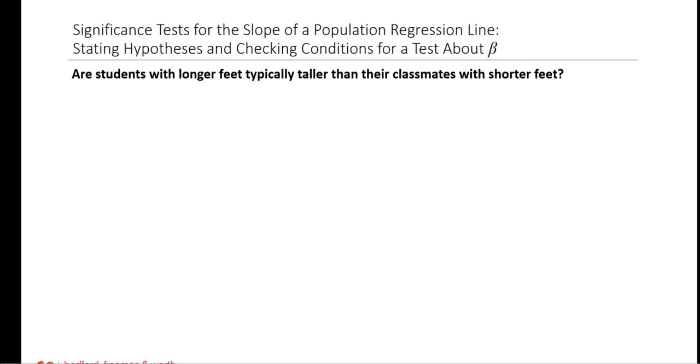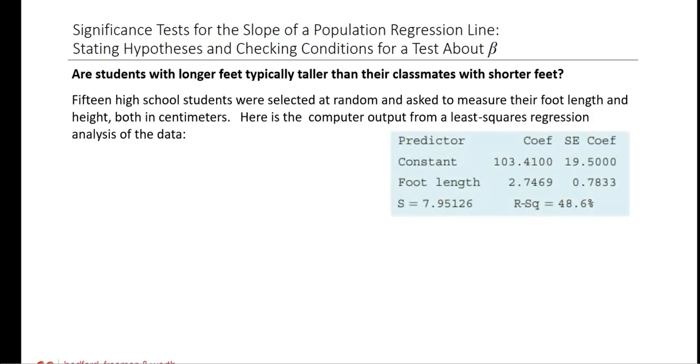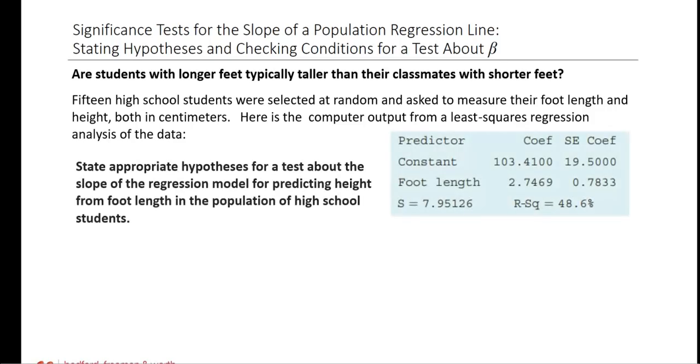Okay, so here's a question. Are students with longer feet typically taller than their classmates? This seems like it would be true, I'm just guessing. So 15 high school students were selected at random and asked to measure their foot length and height, both in centimeters. Here's the computer output from a least squares regression line. Hard to tell too much just from that. State appropriate hypotheses for a test about the slope of the regression model for predicting height from foot length in the population of high school students.